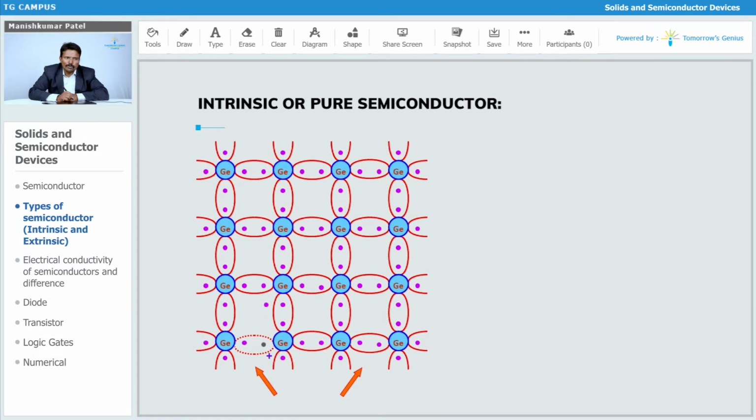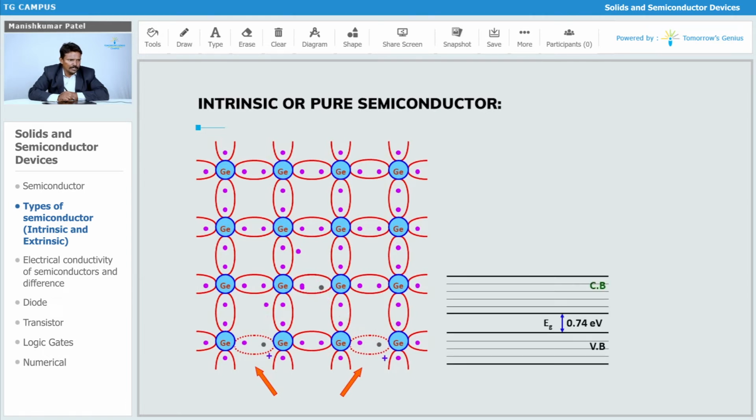Now I provide some heat energy, so there is a loss of one of the electrons, it travels into the conduction band, and one hole has been created. This is how we can show it over here also. They are just moving from one point to another point. This is the valence band and conduction band, and the amount of energy that you need to supply so that the bond breaks and the electron enters from the valence to the conduction band is what we call the forbidden energy gap.